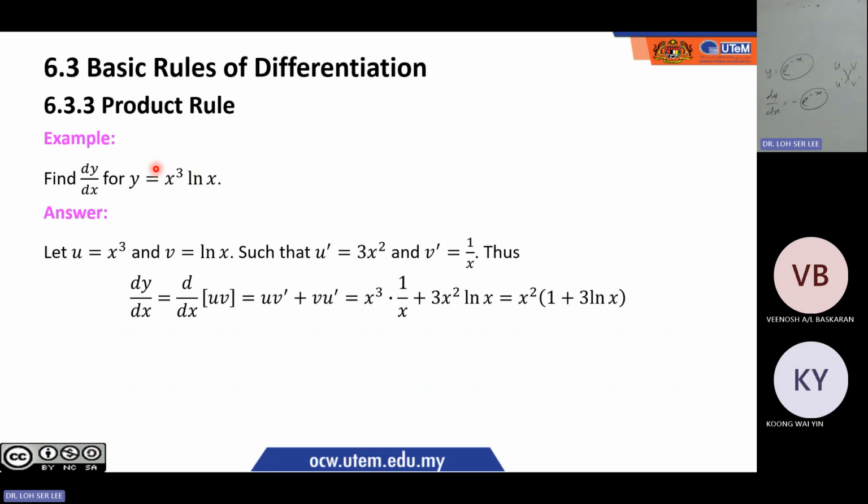This is another example where we have to use the product rule: a function in x multiplied by another function in x. Let's say I copy x cubed first, and then I differentiate ln x. Differentiate ln x, I get 1 over x. Then plus, now I copy the ln x, and I differentiate x cubed, so I get 3x squared. Simplify, you get the final answer. Any questions?